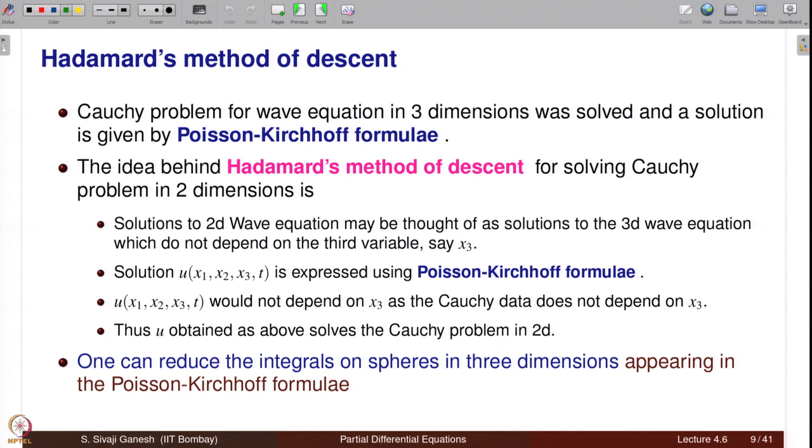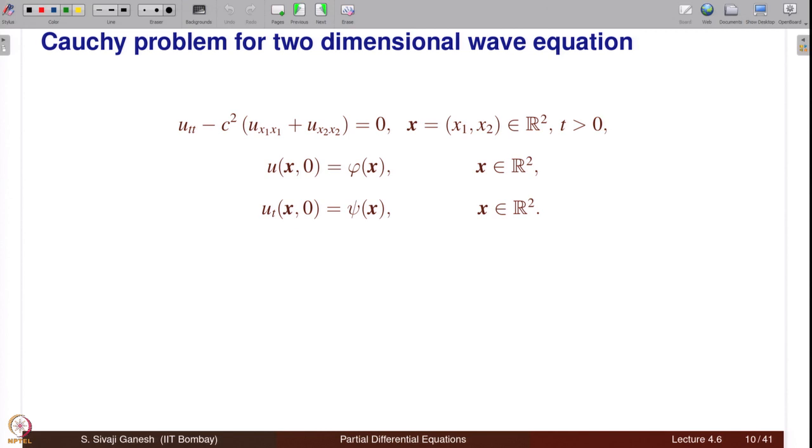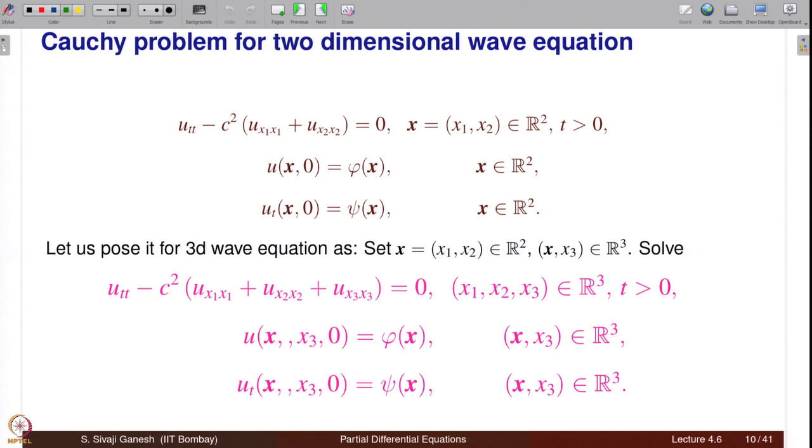So, this is the Cauchy problem that we start with for two dimensional wave equation as discussed before. Now, let us pose it for 3D wave equation. So, for that we need to add u x3 x3, that is when we get the 3D wave equation, still homogeneous equation, and u of x comma 0 equal to phi x is given for x in R2. So, we simply put u of x comma x3 comma 0 equal to phi x. Okay, x is x1, x2. So, this is the way we are writing. We reserve this bold face x notation for x1, x2 which is in R2 as mentioned here. So, we join another variable x3, another coordinate x3, so that x, x3 is in R3.